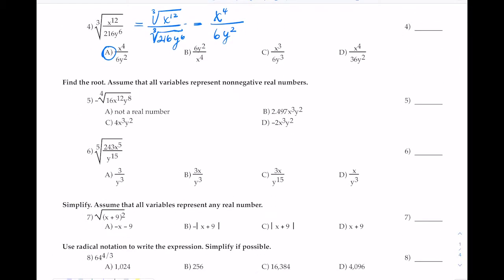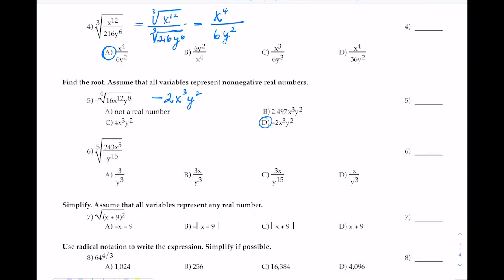Again, we're finding the root, and we have a mixture here. In number 5, we have a negative on the outside, so that means our answer is going to remain negative. And the fourth root of 16 is asking us what number to the 4th power would give us 16. That would be 2. 2 to the 4th is 16. For the fourth root of x to the 12th, 4 goes into 12 3 times, and 4 goes into 8 2 times. So you would have negative 2 x to the 3rd y squared, which is letter D.